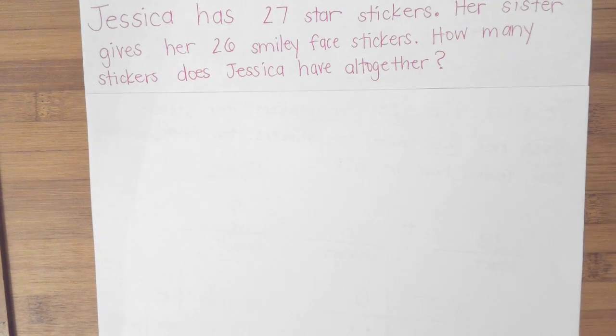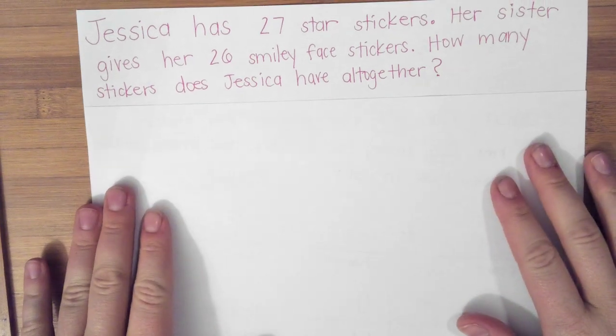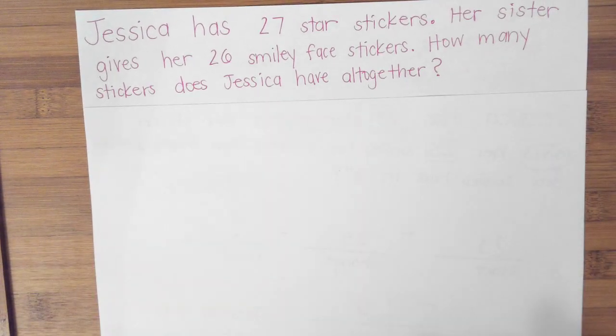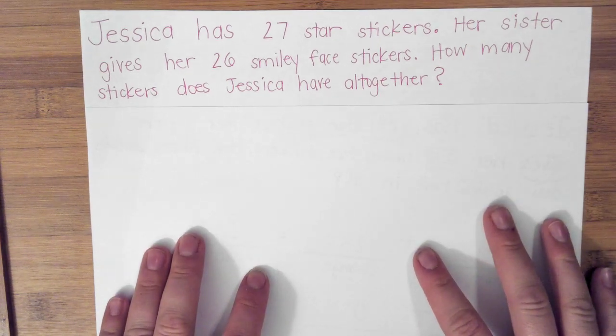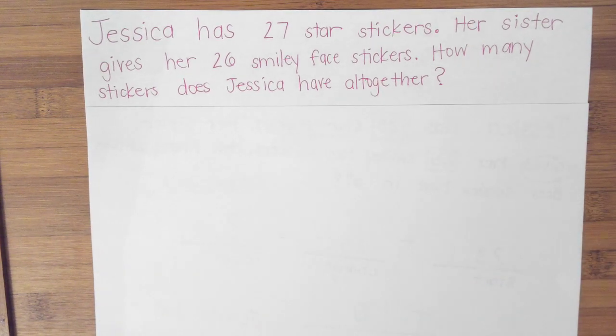Alright, today, boys and girls, we're going to continue with our second strategy that we're going to learn when we're doing our addition word problems. So if we look at our word problem today, it says, Jessica has 27 star stickers. Her sister gives her 26 smiley face stickers. How many stickers does Jessica have altogether?